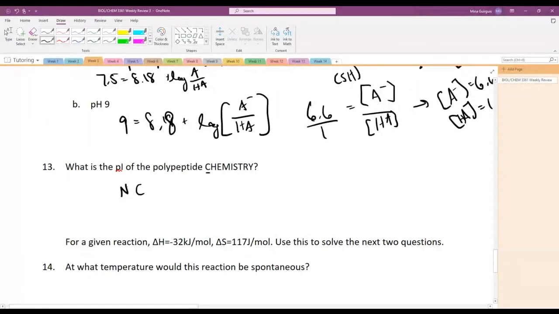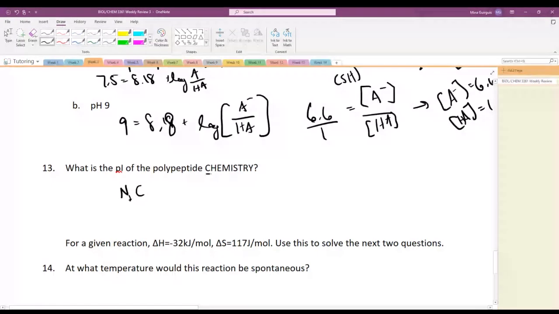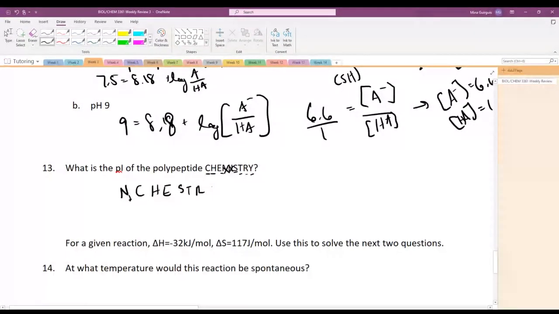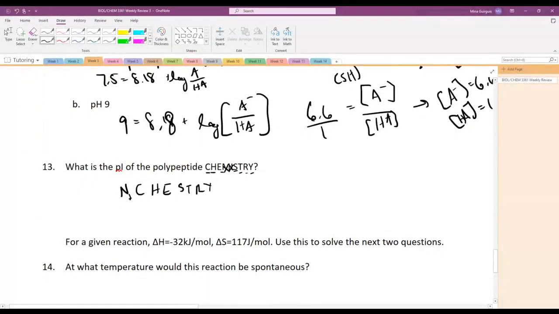Oh, sorry, this is the N-terminus. N-terminus. C contributes to pH. H is histidine, it contributes. E is glutamate. M is methionine, it does not, so I'm not going to list it. I is isoleucine, so no. S is serine. T is threonine, arginine, tyrosine. And finally, the C-terminus.